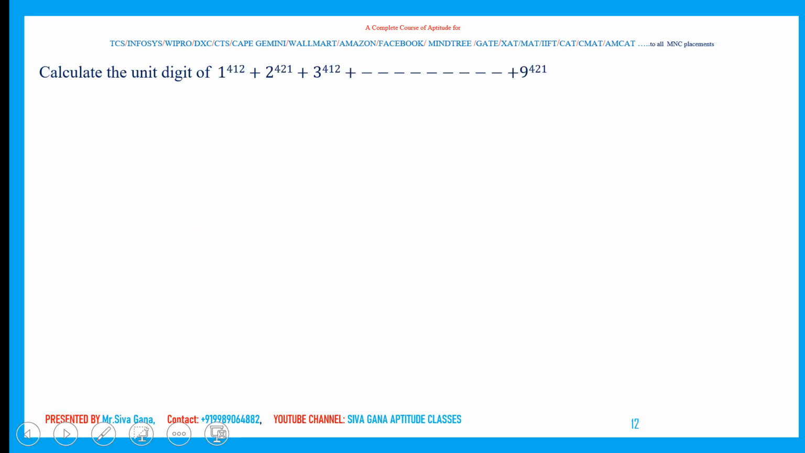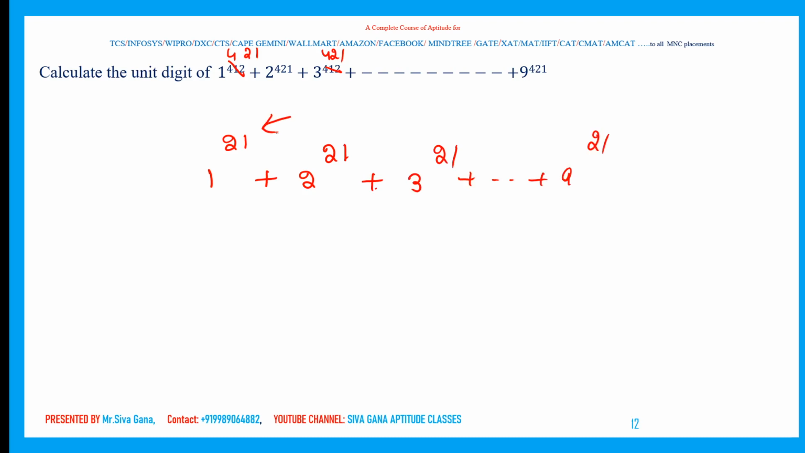Now next, 1 power 421 plus 2 power 421 plus 3 power 421, and so on. It is very easy, right? This is not 412, my dear students, this is 421. No need to consider all the power, just the last two digits. So 1 power 21, 2 power 21, 3 power 21, and so on up to 9 power 21. Power is in which form? 4 fives are 20. 4k plus 1 form.